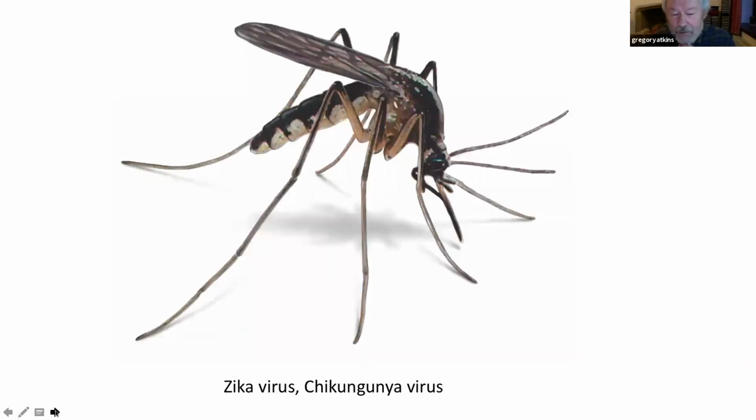Just mentioned a couple of other viruses that cause problems. You'll remember Zika virus at the last Olympic Games. This caused microcephaly in newborn children, a kind of birth defect. It's a mosquito transmitted virus. You remember that was a problem at the time of the last Olympics, but seems to have disappeared now. Another one is chikungunya virus, which has caused problems in the Indian Ocean and in Asia. Again, a mosquito transmitted virus.